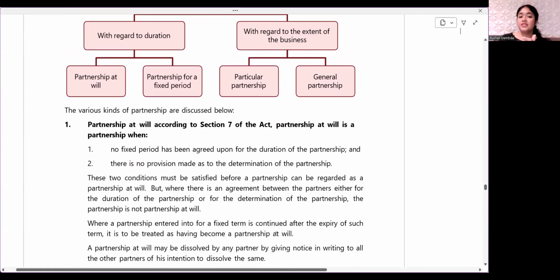Then with regard to business, they are getting into a particular partnership. They are doing the business of only footwear, trading of footwear. So that is a particular partnership. In a general partnership, they can do any type of activities they want. They can manufacture the footwear, they can sell the footwear. That is a general partnership. If they want, they can also start with clothing. So that is a general partnership. Let's see each one of them.